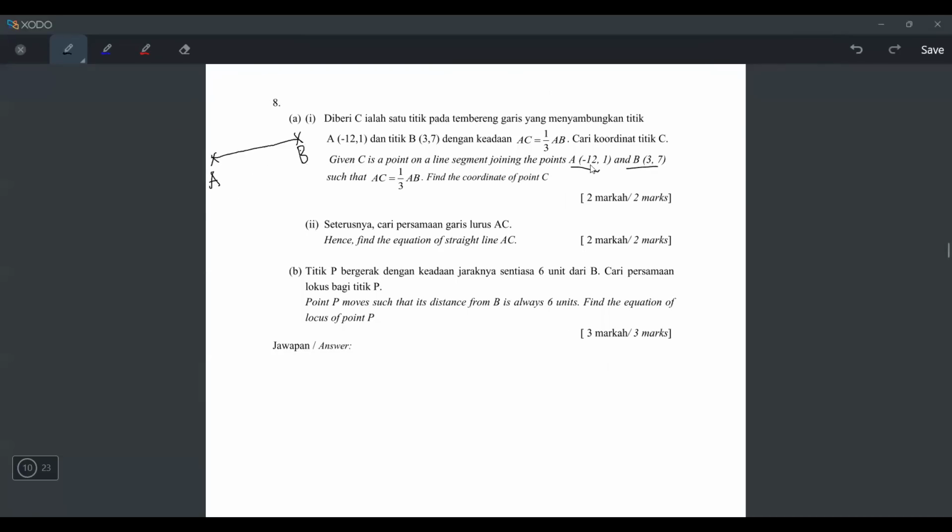because you will understand better if I draw it out. So A is negative 12, 1. Let's just draw it. Let's just put it here, negative 12, 1. And then B is 3, 7. 3, 7. Okay. So negative 12, 1.